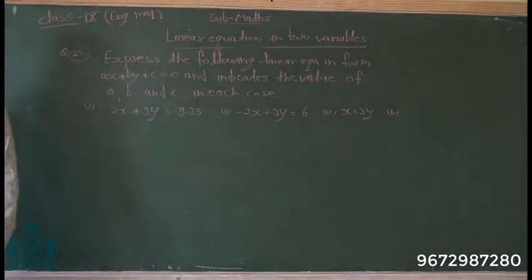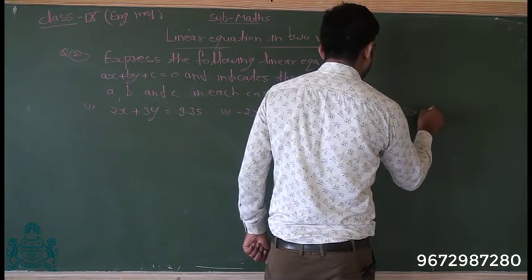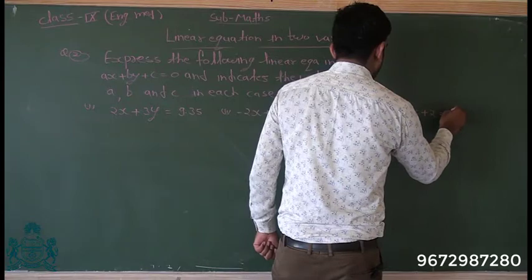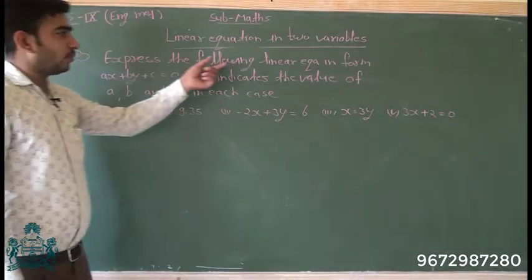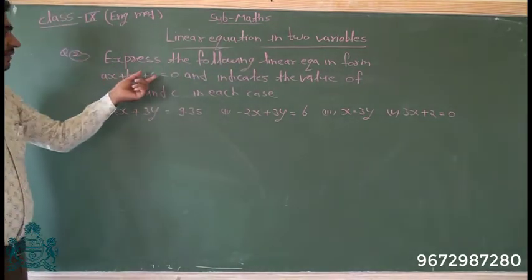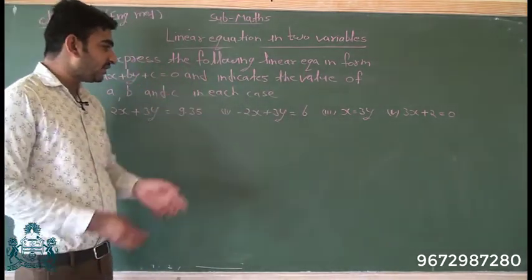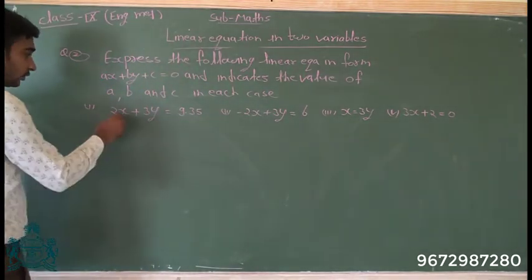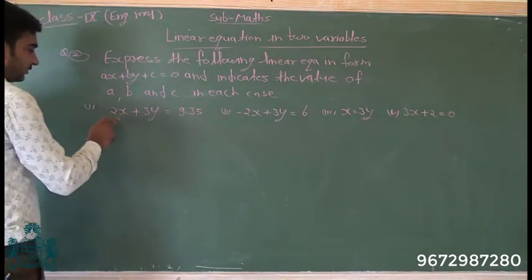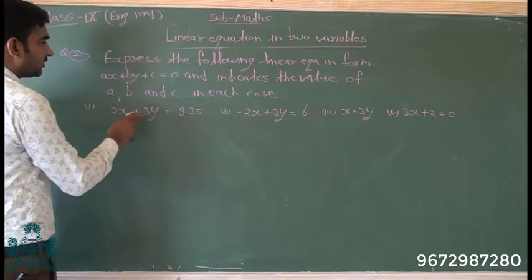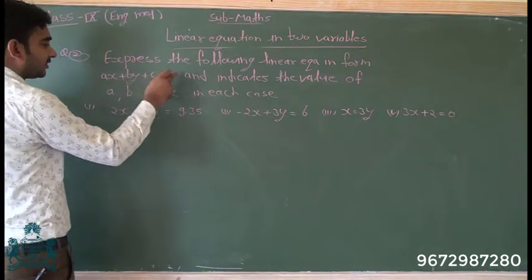Fourth, 3x plus 2 equal to 0. Express the following linear equations in the form ax plus by plus c equal to 0 and indicate the values of a, b and c in each case. First question, 2x plus 3y equal to 9.35. Change this equation into the general form of a linear equation in two variables, ax plus by plus c equal to 0.